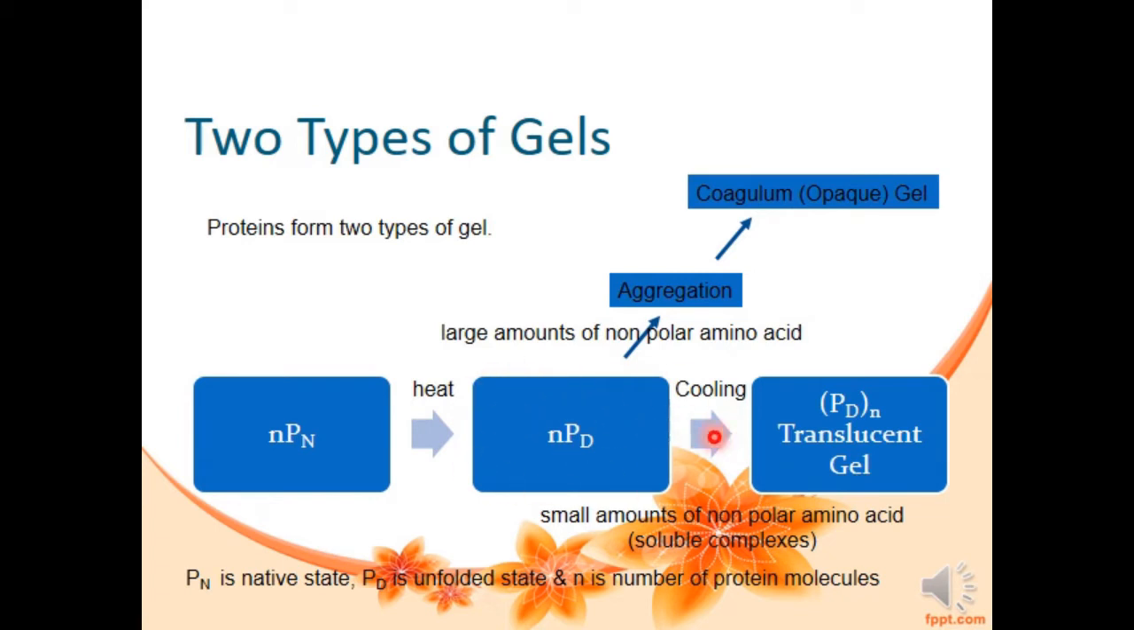Okay, so this part here will determine whether the gel form is either coagulant or translucent. So it means, based on the amino acid, whether there is a high amount of nonpolar residue or a low amount of nonpolar residue.